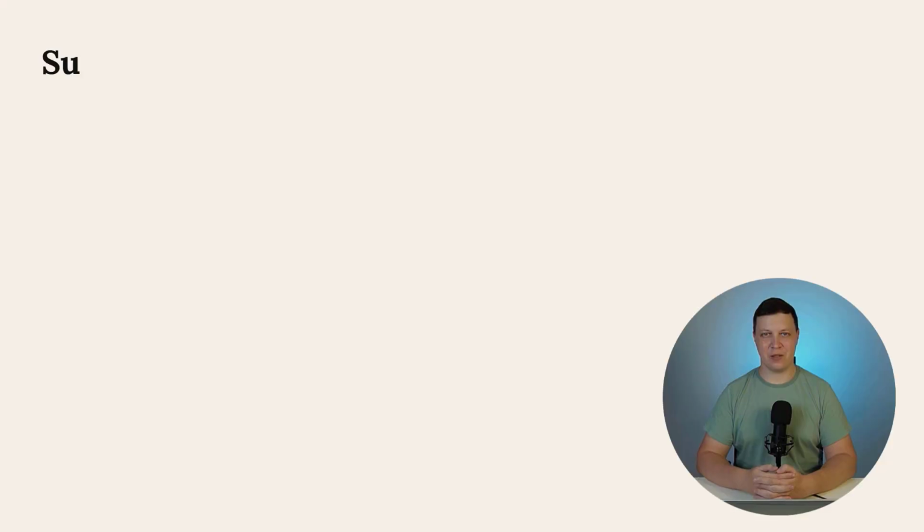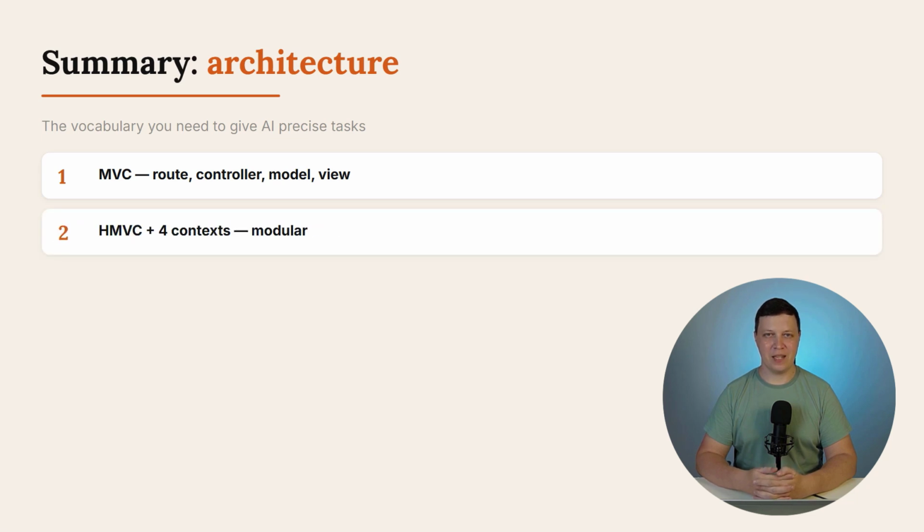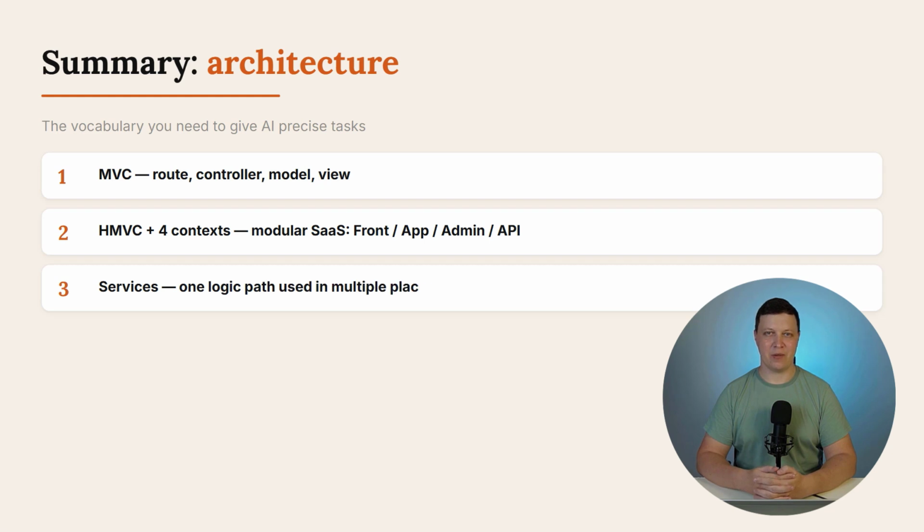Link in the description. Summary on architecture: MVC, model, view, controller. HMVC, modules, each with its own MVC. 4 contexts: front, admin, app, and API. Services, when one piece of logic is needed in multiple places. Providers, integrations with external services.